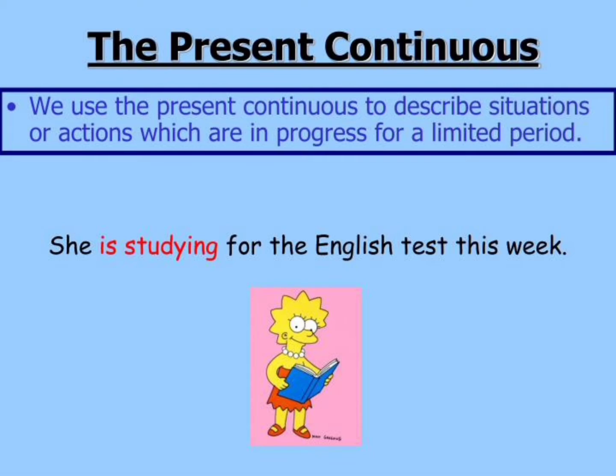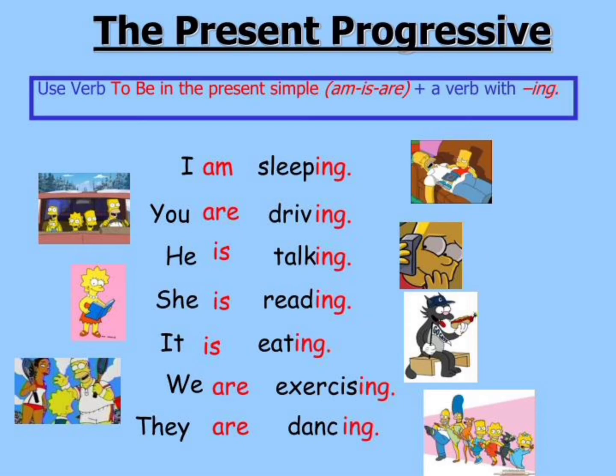We can also use the present continuous to describe situations or actions which are in progress for a limited period. For example, she is studying for the English test this week. So we can describe situations or actions which are in progress for a limited period. I hope you understood that in such cases you can use the present continuous tense.